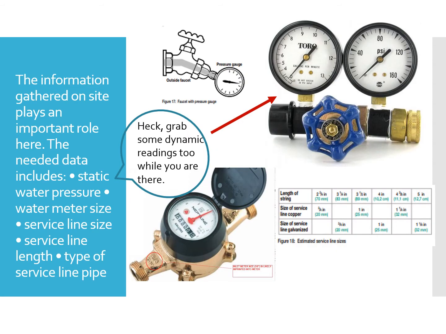The information gathered on a landscape site plays an important role. The needed data includes static water pressure, water meter size, service line length, and the type of the service line pipe. Here we have an example of some of the products that you might use to determine your static water pressure.